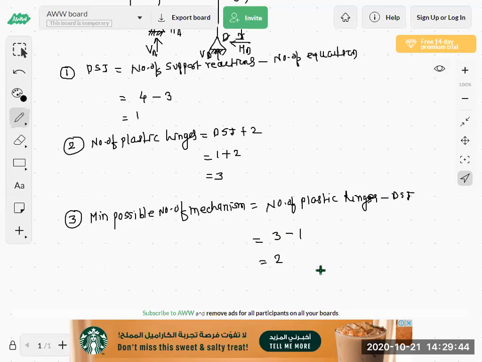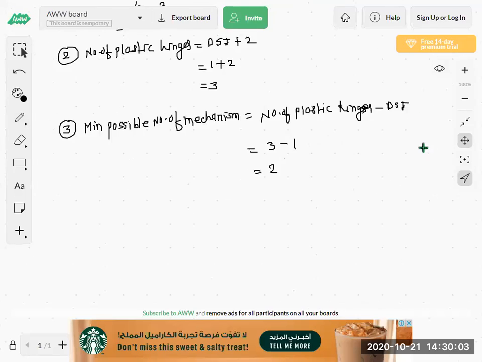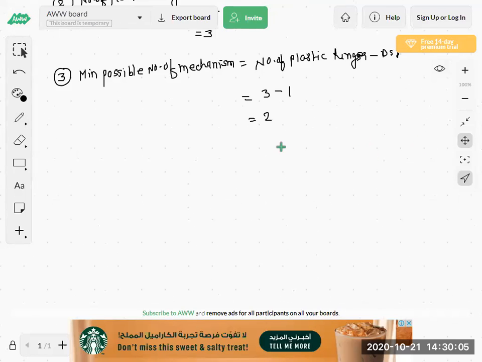If we have to do the plastic analysis of this frame, at least or minimum 2 mechanisms we have to solve. The first mechanism is the beam, and the second mechanism is the column or sway. Okay, so 2 mechanisms minimum we have to solve, and the combination of beam plus sway, that is the third mechanism, the combined mechanism we have seen in the types of mechanism, that also we will solve.